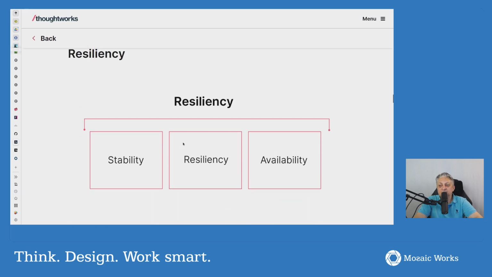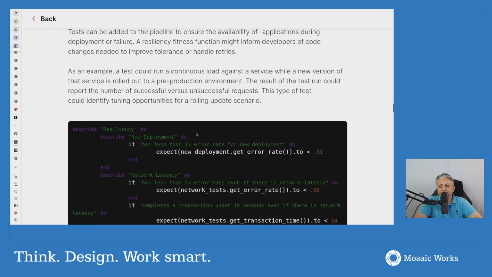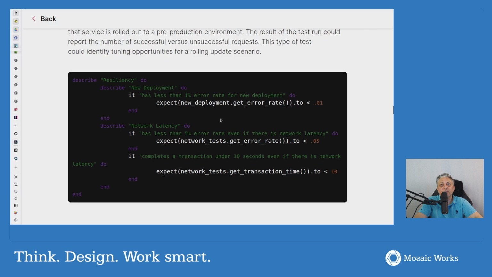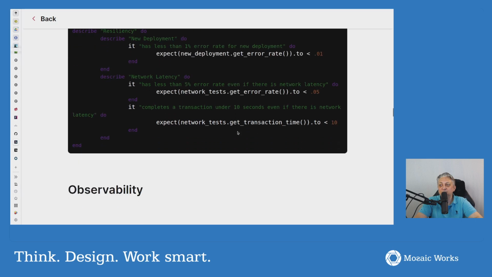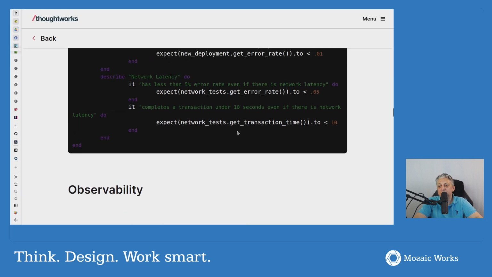The next one is resiliency. It has 3 categories: stability, resiliency, availability. And as you would expect, the test looks similar. You'd say describe resiliency, do describe new deployment. It has less than 1% error rate for new deployment. Expect new deployment.get error rate to be less than 0.01. Then network latency, and then network test transaction time to be less than 10 seconds.